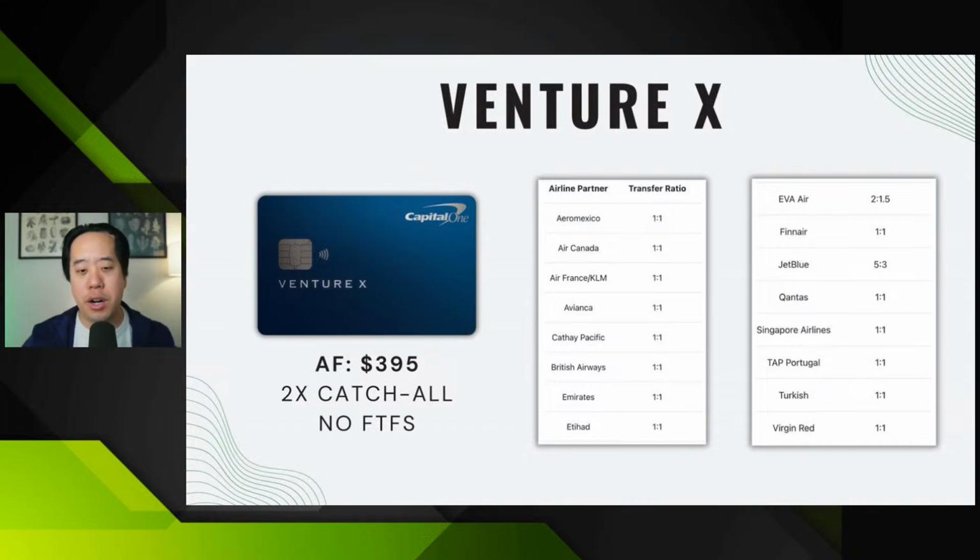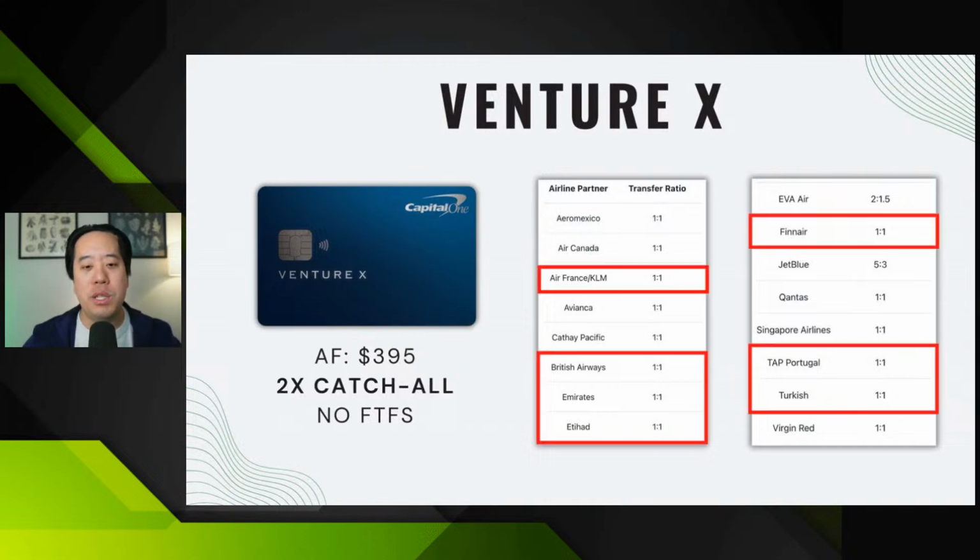These are also the partners from Capital One. By the way, this is from my website, so it's a simple table that shows the ratios as well as the partners. You can see that if you look for Europe specifically, there is Air France KLM, British Airways, Emirates, Etihad, Finnair, TAP Portugal, and Turkish. So there are a lot of options for European airlines and non-European airlines to travel to Europe that have pretty good routes there. That's something you could use with Capital One with this Venture X. So definitely, if you go the Venture X route, there are very good options in terms of getting travel to Europe.